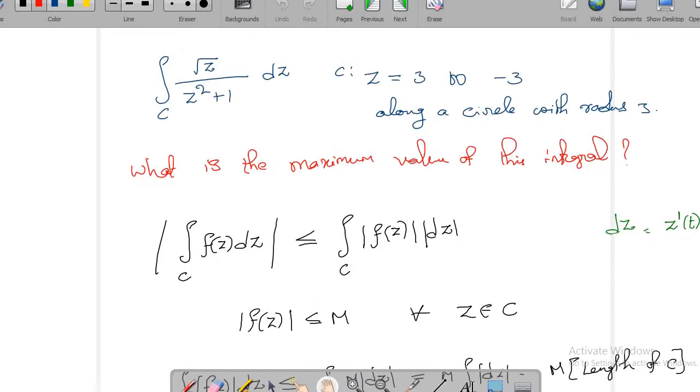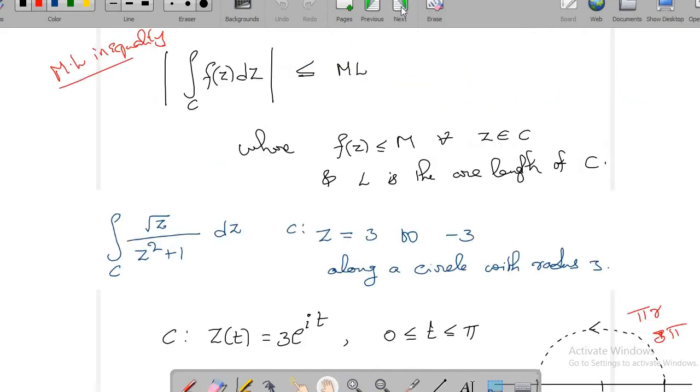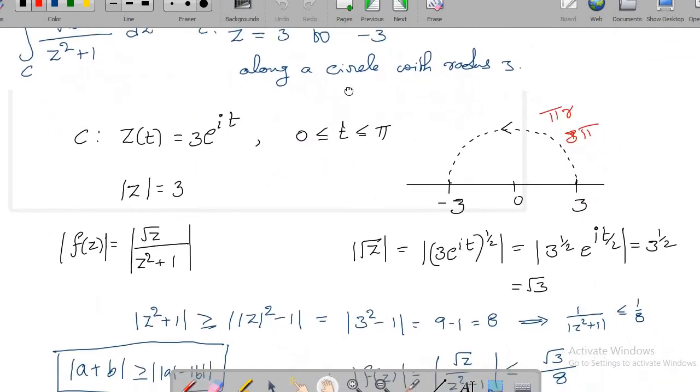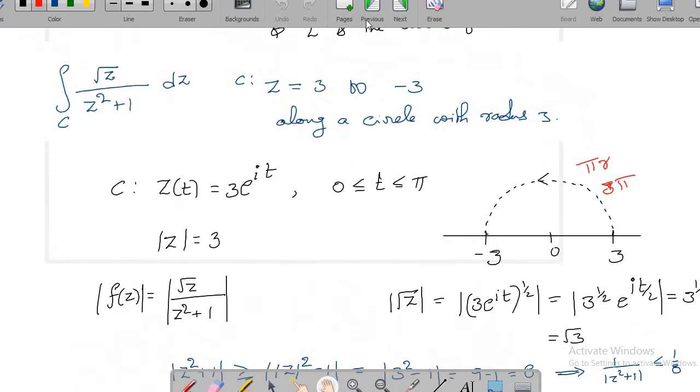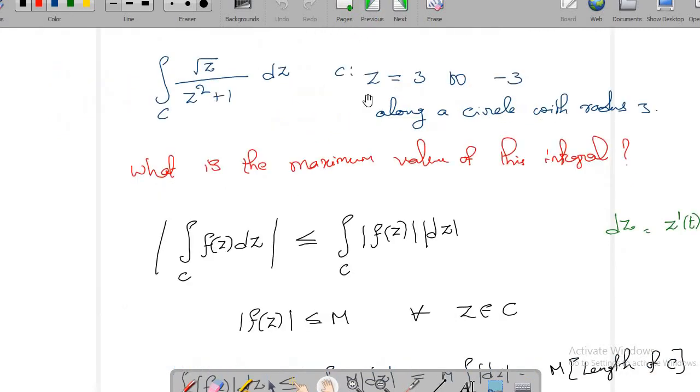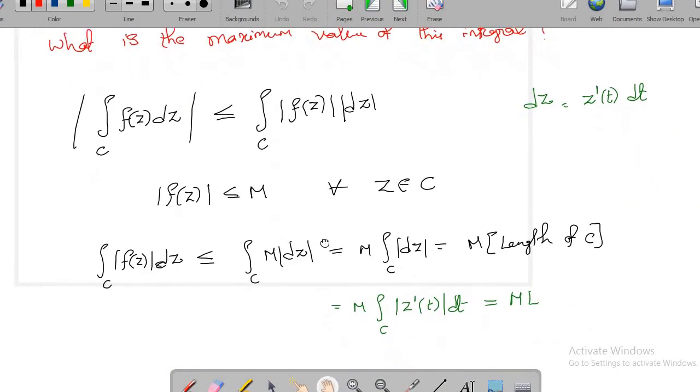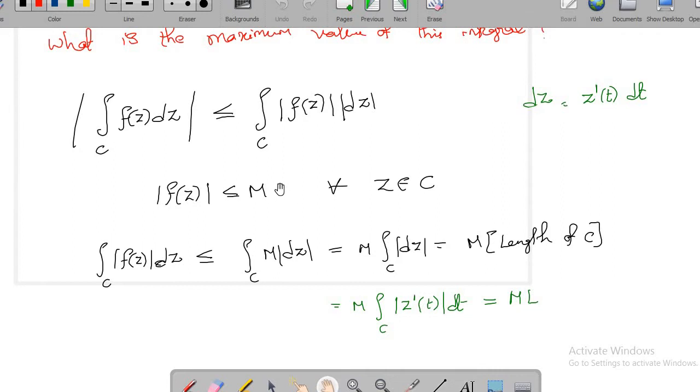Then we discussed the maximum value of an integral along the given curve. For example, if you look at this integral, we observe that the maximum possible value of the integral is going to be 3√3π/8. And how do we get this result? So we developed some inequality here, and this is what we call the ML inequality.